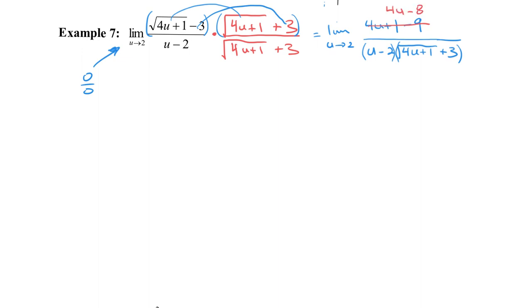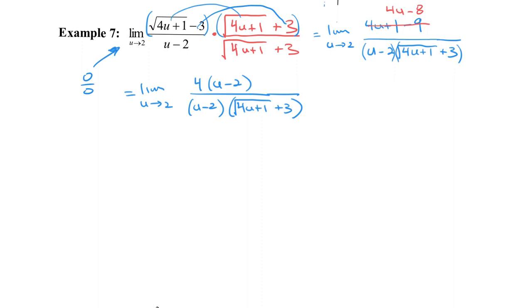Now at first glance it looks like maybe we're stuck here, but what you might notice is there's something here, this u minus 2. We could actually factor a 4 out of this. If we factor that 4 out, then we'll end up with the limit as u approaches 2. In the numerator, we have 4 times u minus 2. The denominator, we have u minus 2 times the square root of 4u plus 1 plus 3.